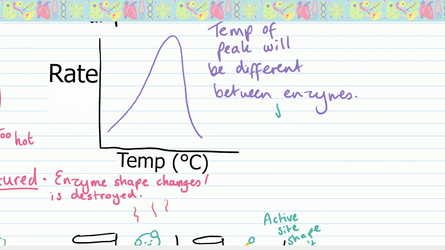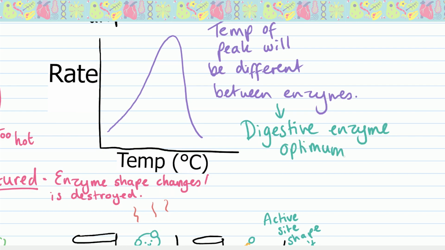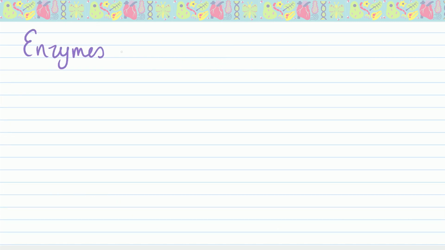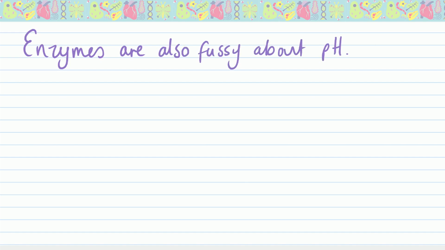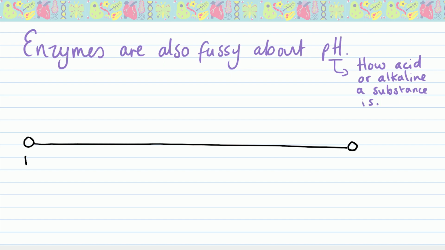And remember, different enzymes are going to have different temperatures at which they have their optimum conditions, though ones in our body, like our digestive enzymes, are going to be around body temperature, 36 to 37 degrees C. Enzymes are also really fussy about the pH that they're put into, not just temperature. And remember, pH is just how acidic or alkaline conditions are. So we're going to look at a pH scale this time, remembering that we go from 1 to 14, 1 being strong acids, 14 being strong alkali, and 7 in the middle is neutral.